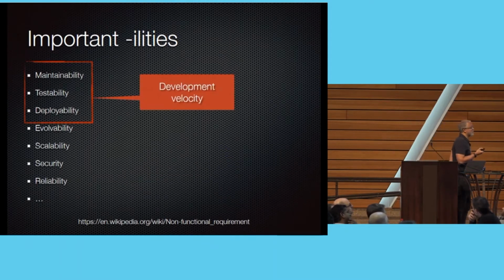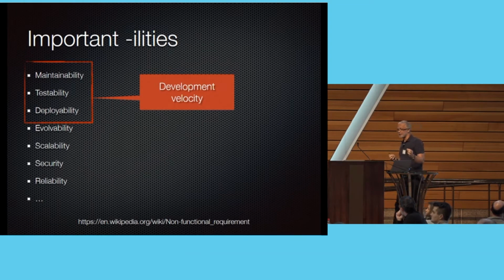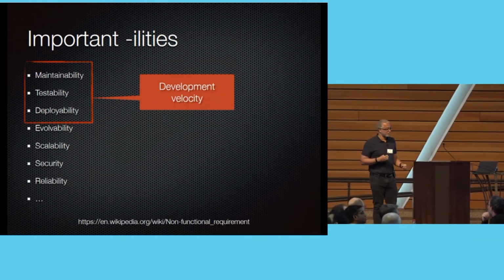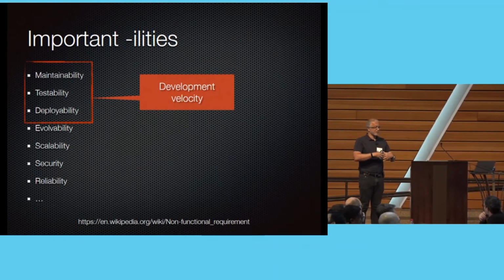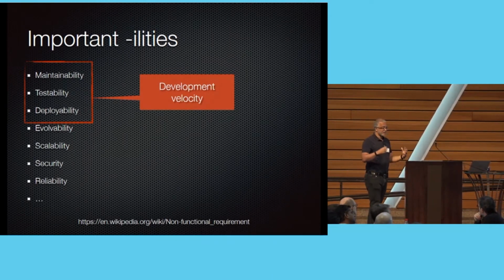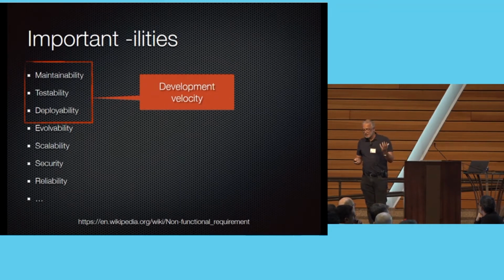But the three attributes on this list that I'm particularly interested in are the top three: maintainability, testability, and deployability, because those are the ilities that directly impact your development velocity. And today, obviously all of the other ones are quite important, but the speed at which we can deliver reliable working software is becoming increasingly important.